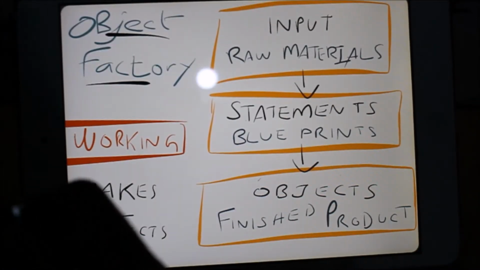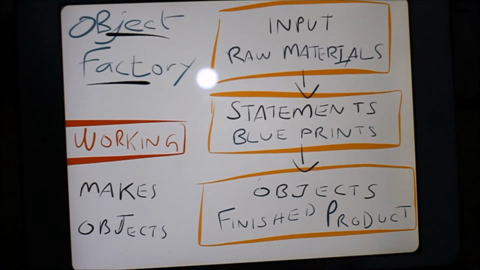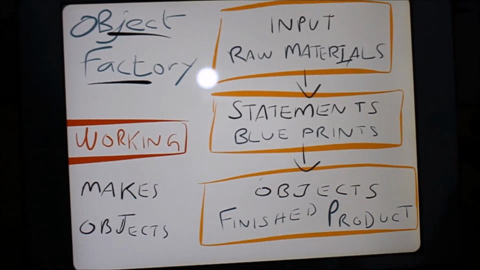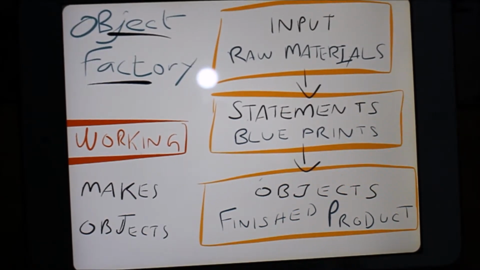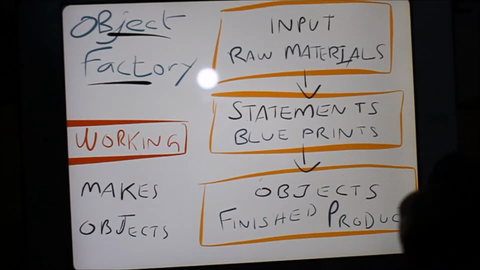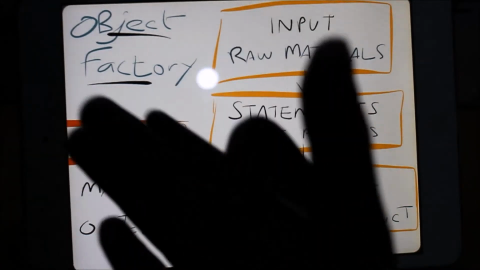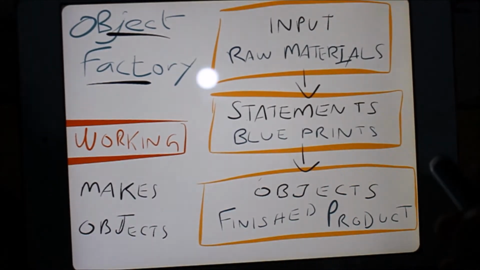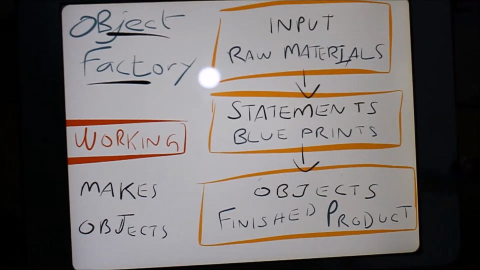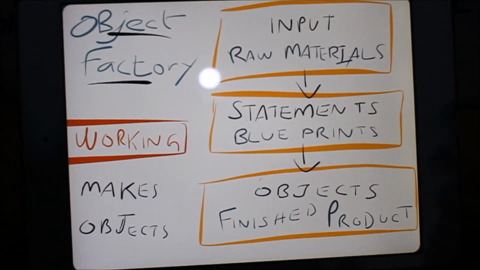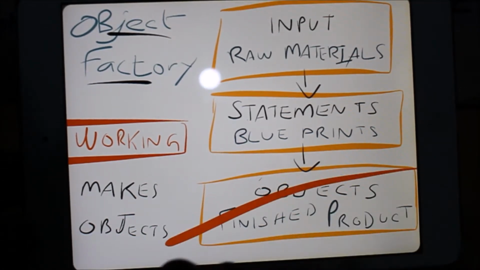Same way, an object factory takes the input, that is the raw materials, that is the values we give, then puts the statements in, that is the blueprints. It tells it how to make the objects, then it produces the object with the blueprints, that is the statements. This is the working of an object factory that makes objects, which is a class. It takes in the statements you give and the values you give, puts the statements into action and creates objects, which further help in doing many other functions.